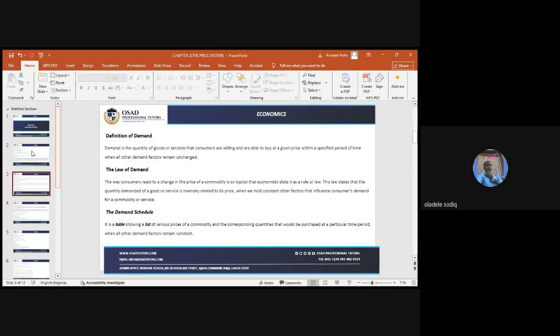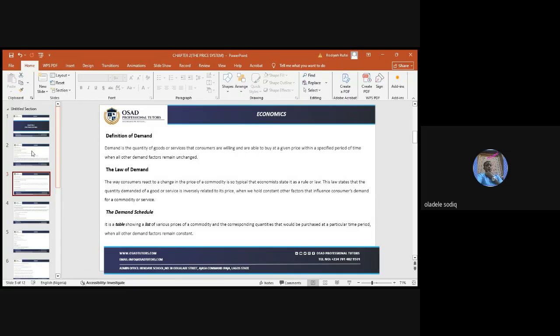So having understood the definition of price, now let's proceed. Now we know what price is. So what is demand? To a layman, even if you see an old man now and you ask the old man, I want to demand this, I want to buy this, I want to do this. So that is a layman's understanding of demand. But as an academic definition, academic understanding of demand, demand is the quantity. Please, let's take note. Demand is the quantity of goods or services that consumers are willing and are able to buy at a given price within a specified period of time.